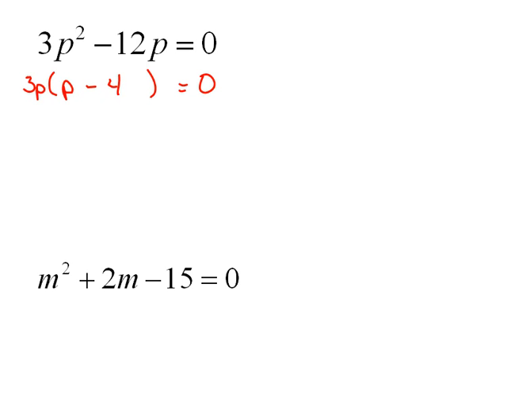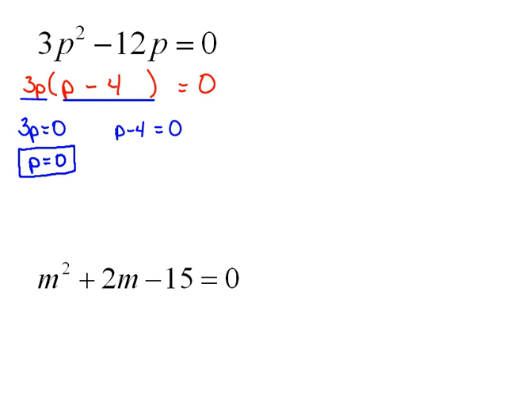Now we do have two things multiplied together set equal to 0, so we can use our zero product property. Either the first factor, which is 3p, could equal 0, or the second factor, the p minus 4, could equal 0. And now we can solve each mini equation. So if I divide both sides by 3 here, we get p equals 0 for our first solution. And for the second solution, if we add 4 to both sides, we'd get p equals positive 4.